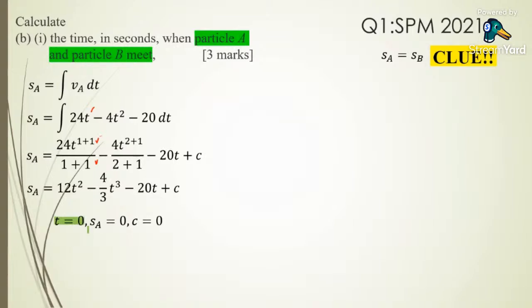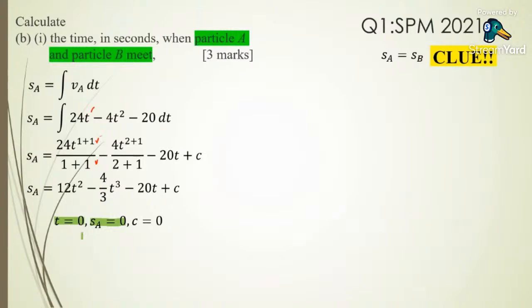What happens to the distance? Oh, sorry. What happened to the displacement? Mestilah displacement dia still 0 kan? Sebab dia tak ke mana-mana lagi. When T equals to 0, displacement is 0 sebab dia tak ke mana-mana lagi. Dia tak bergerak pun lagi.